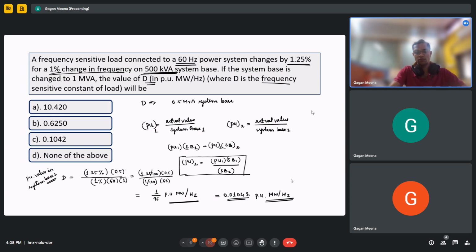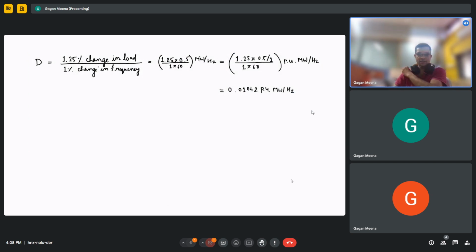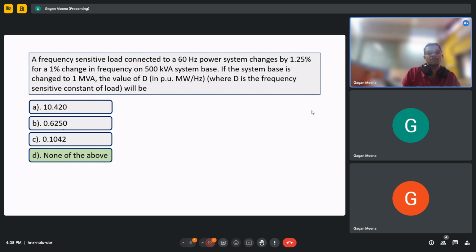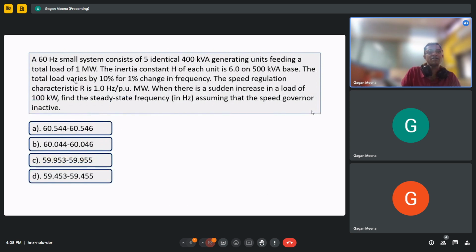Same thing is written here also. Let us move to the next question. Here none of the options is correct, because the actual answer is 0.01042. So divide this by 10, that is the actual answer. So the answer is none of the above. Then let us go to the next question.